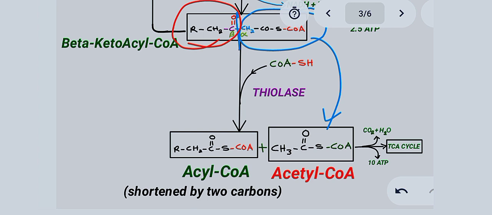So guys, this marks the end of this video. I'm going to make another video very soon that will talk about energy calculation. How can you calculate ATP produced from beta oxidation? And also, what is the regulation of beta oxidation? I'll make another video very soon.